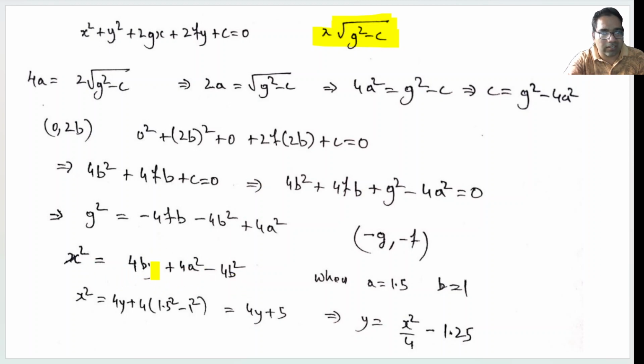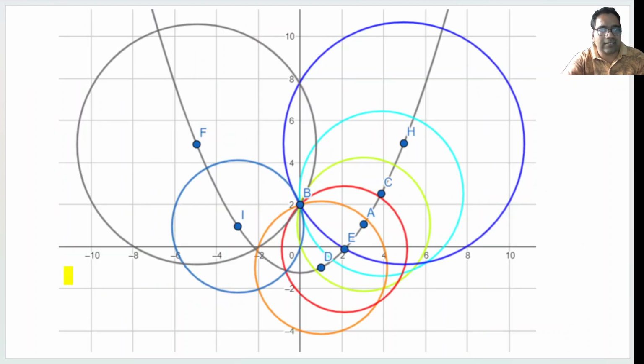So if you please look into this, this is in the form of y equals something into x square plus some constant. Right. This is in the form of equation of a parabola. Right. y equals something into x square plus some constant. Right. Now, this is the proof that the center of the circle, that is x and y, the locus is actually a parabola.